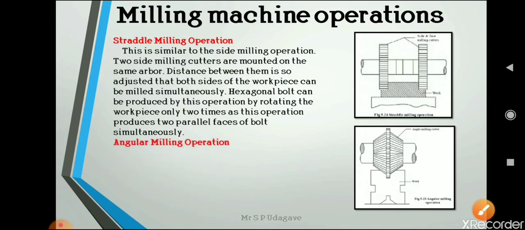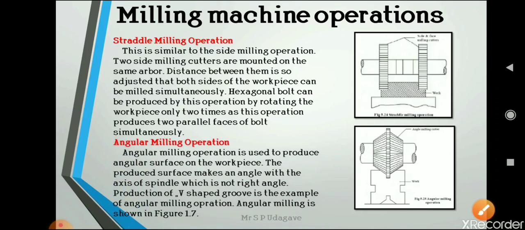Next one is the angular milling operation. The angular milling operation is used to produce angular surfaces on the workpiece. The produced surfaces make an angle with the axis of the spindle, which is not a right angle, producing V-shaped grooves, as shown in the figure. So we can produce a V shape, or we can produce a notch with the help of an angular milling cutter.